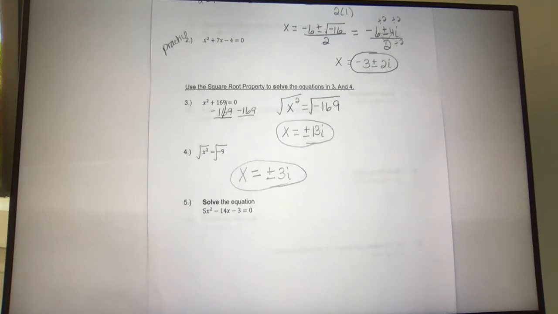Okay, is everybody all right with those? So isolate, root, plus or minus. Check and see if you need an I. You don't need an I.